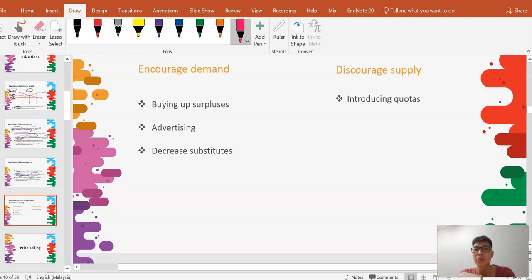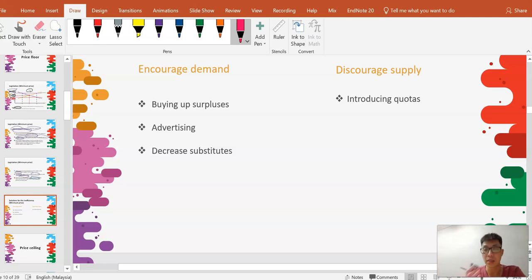In contrast, if we want to decrease supply, one of the ways is to introduce a quota system. Introducing quotas like one labor can only work 2 hours a day, or how many hours per week? If they exceed the quota, they will have to end up in prison or they will get a fine. So all these are considered quotas, again limiting the numbers.